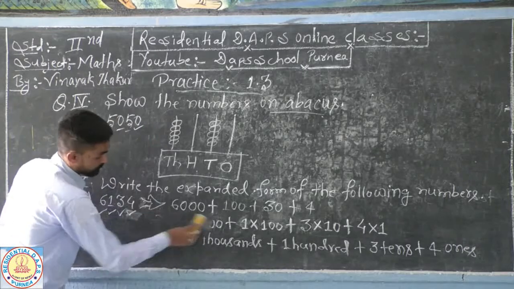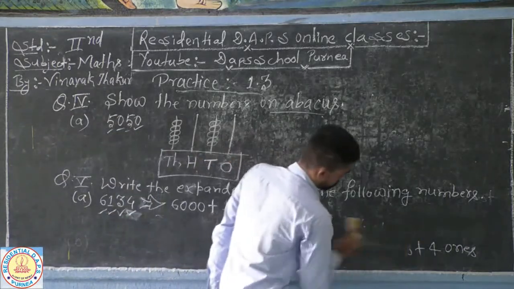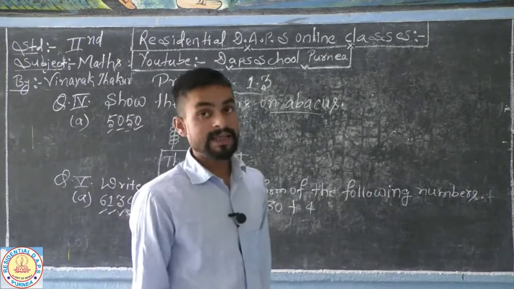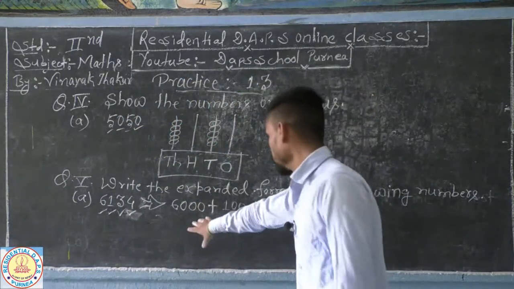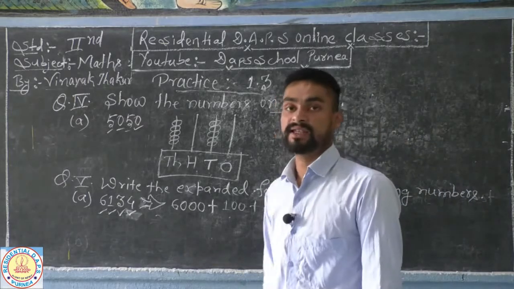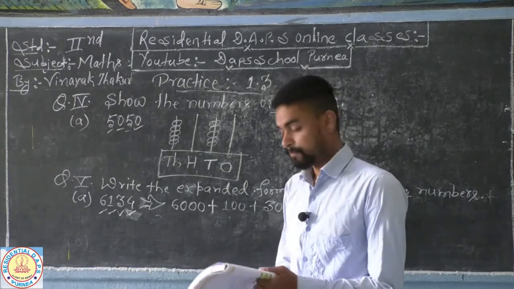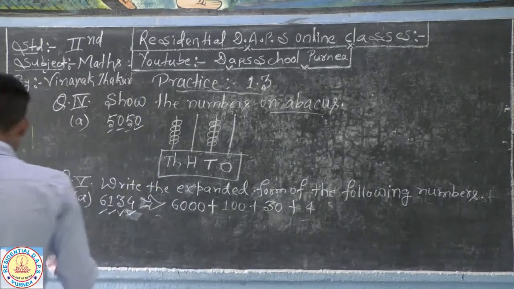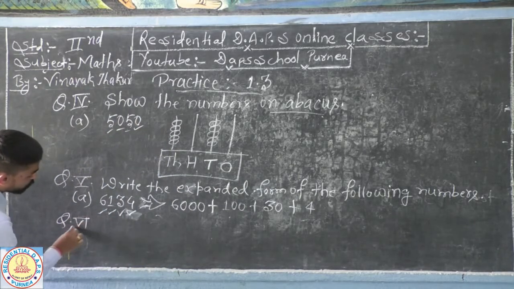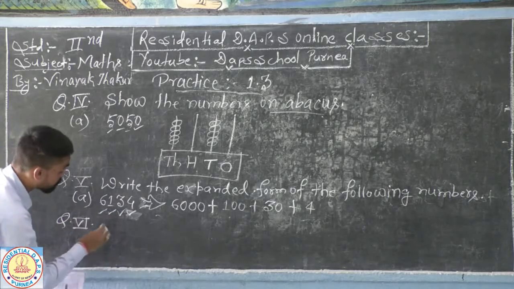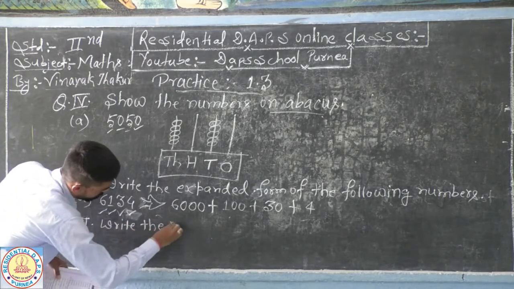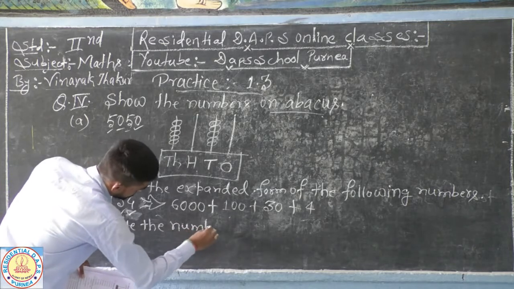So these are the three ways to find out the expanded form of any numeral. In the answer, you have to just go with this type of expanded form, which is very easy to write. And next, I'm going to your question number six. In question number six, write the number. You have to just find out the number in that question.